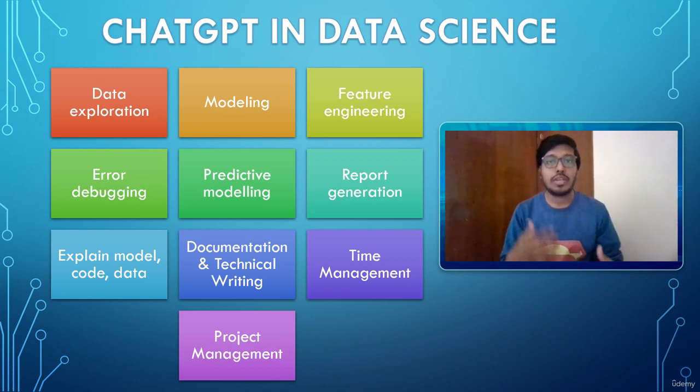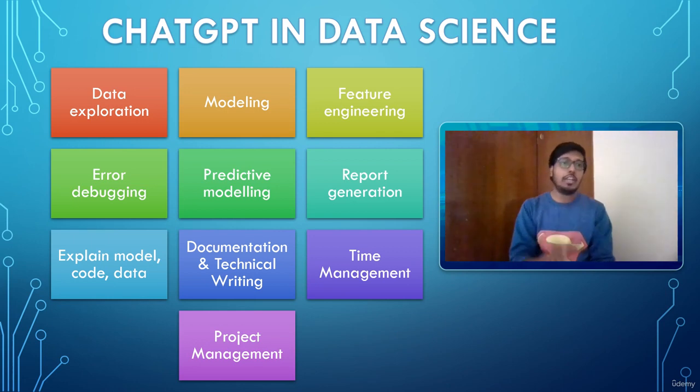It can also be used to extract insights and information from large unstructured data sets, such as text or speech data, by using its language understanding capabilities to identify patterns and trends. Overall, ChatGPT can help data scientists to be more efficient, accurate, and effective in their work by providing powerful tools for working with natural language data.